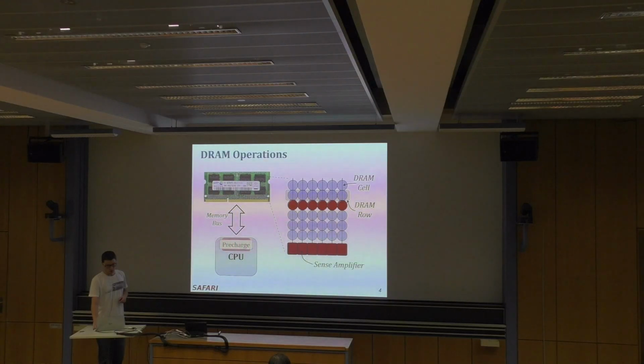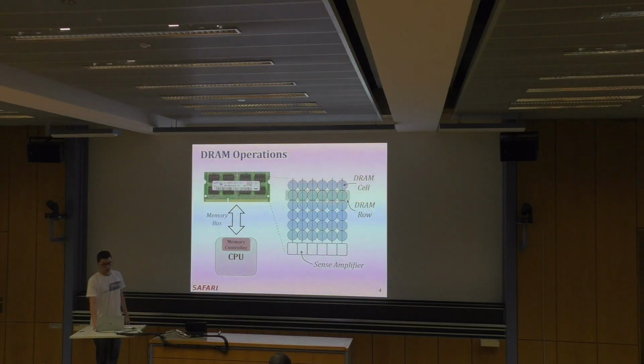Okay, so although we have our data back, if in future we want to read data from another cell that is not in this row that is currently open, we have to first close, or pre-charge, the currently open row. And to do that, the memory controller issues a pre-charge command. The operation of the pre-charge is pretty simple. It basically closes the row and restores the sense amplifiers back to their default state.